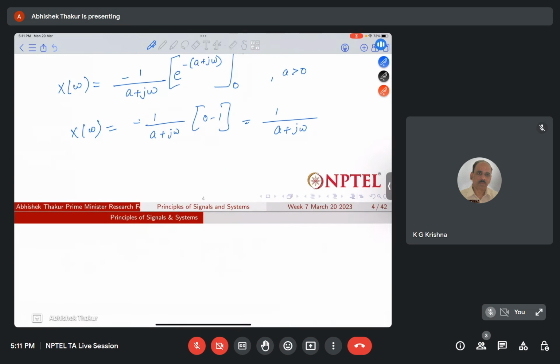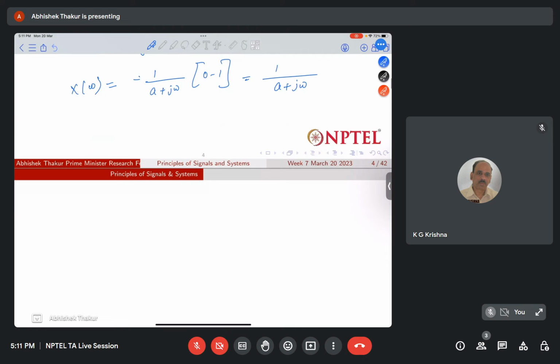So now we will see how we can plot the magnitude and the phase plot of this X(omega), whatever we got. We got X(omega) as 1 by (a plus j omega). So the magnitude, mod of X(omega), is equal to 1 by under root of a square plus omega square, and the angle of X(omega) is equal to minus of tan inverse of omega by a.